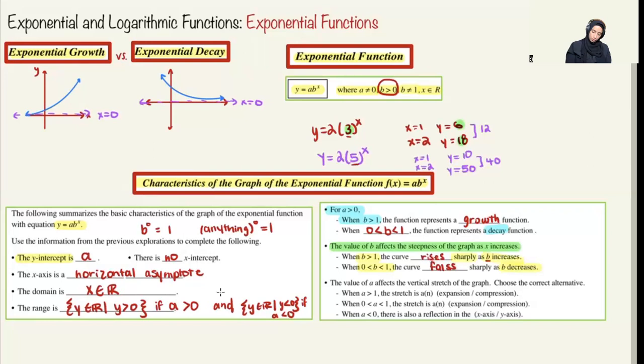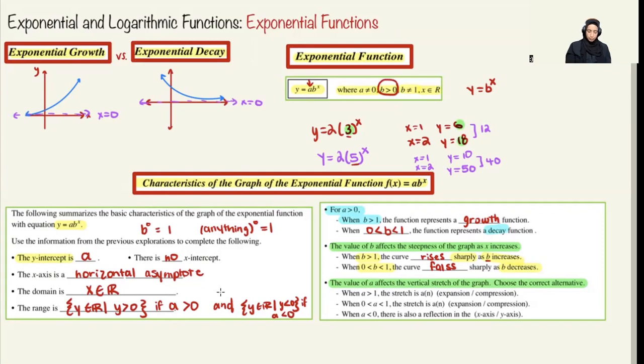All right, so let's have a look at this one over here. The value of a affects the vertical stretch of the graph. Choose the correct alternative. All right, so we've got to fill this in ourselves. We already know this, right? a is what multiplies the function f, and we've done this in transformations. So if the function was originally y is equal to b to the power of x, once I put this a inside, that is the vertical stretch. This is a transformed function, right? So you have a vertical stretch by a factor of a.